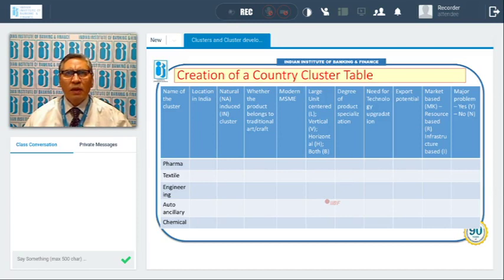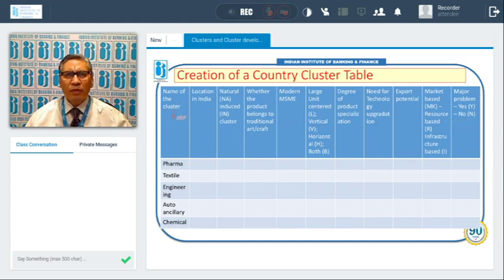Let us discuss the creation of a country cluster table under the cluster and cluster development session, unit 6. So today we are discussing the creation of a country cluster table. There are 11 such columns in this table. This table has to be prepared by any entrepreneur who wants to set up any unit in a cluster.